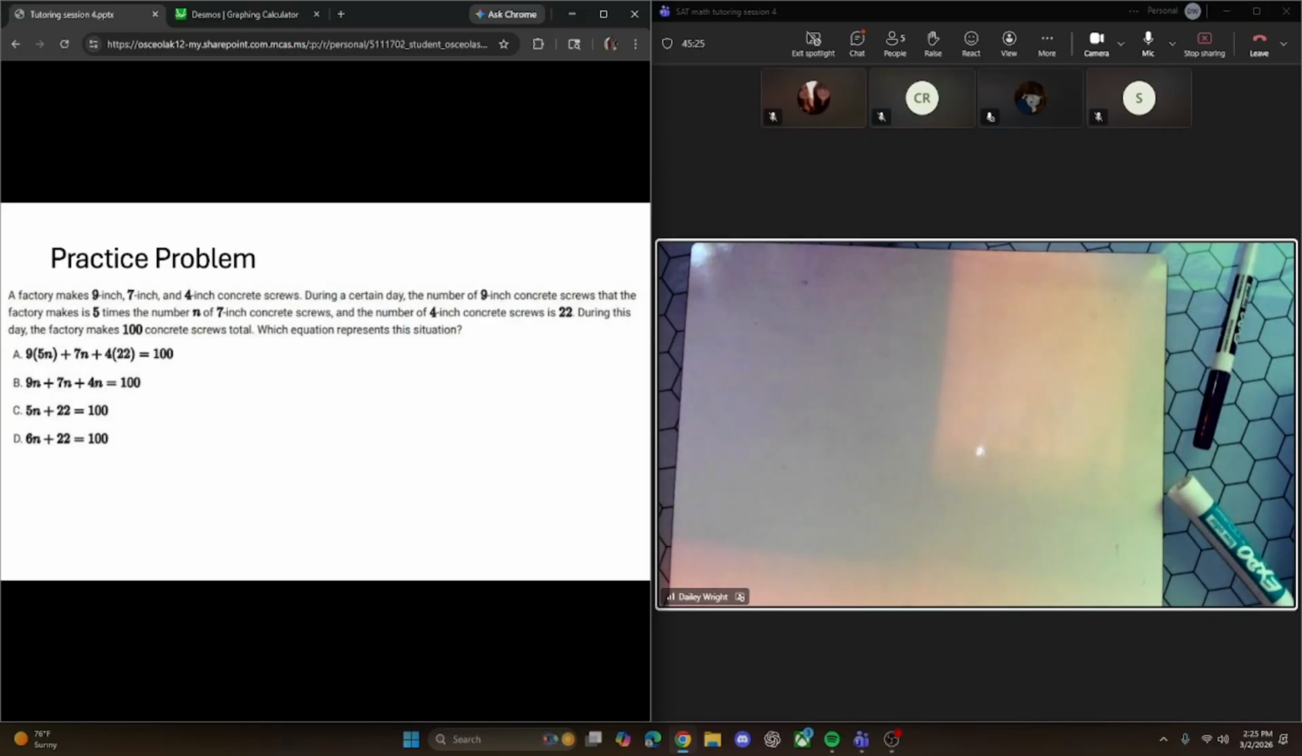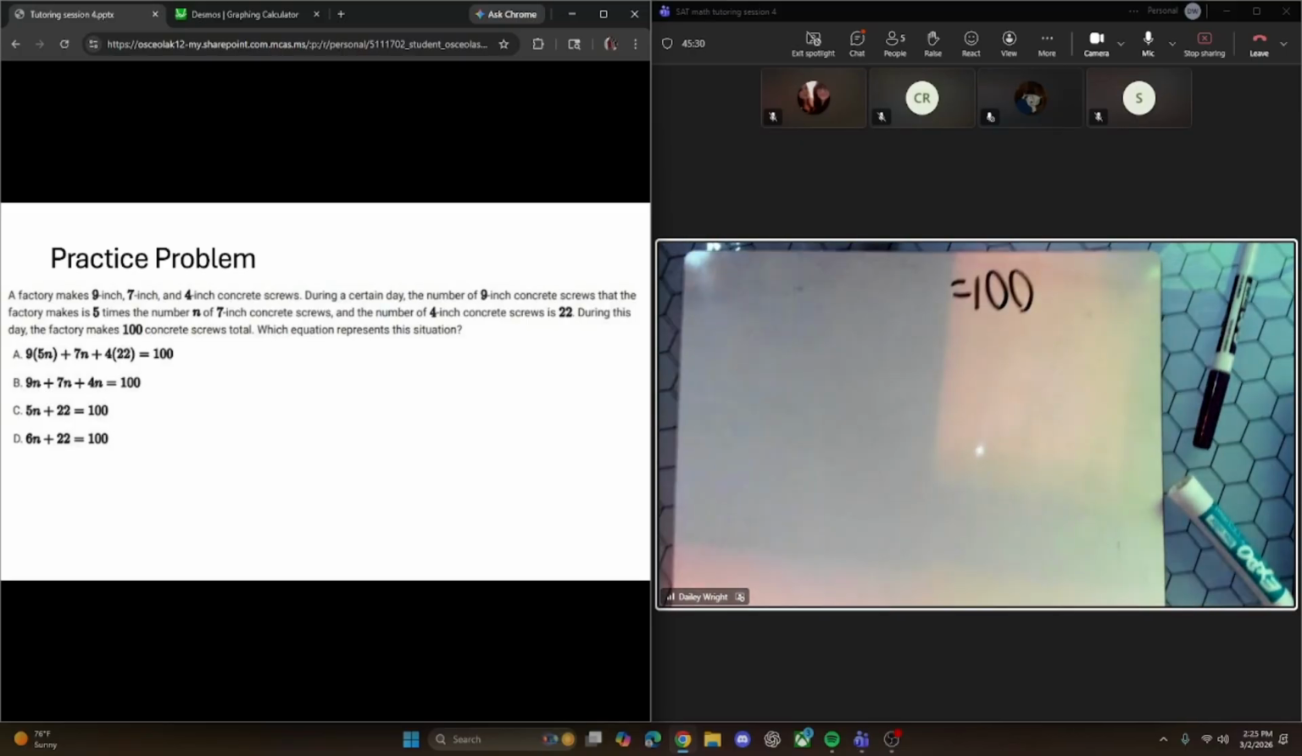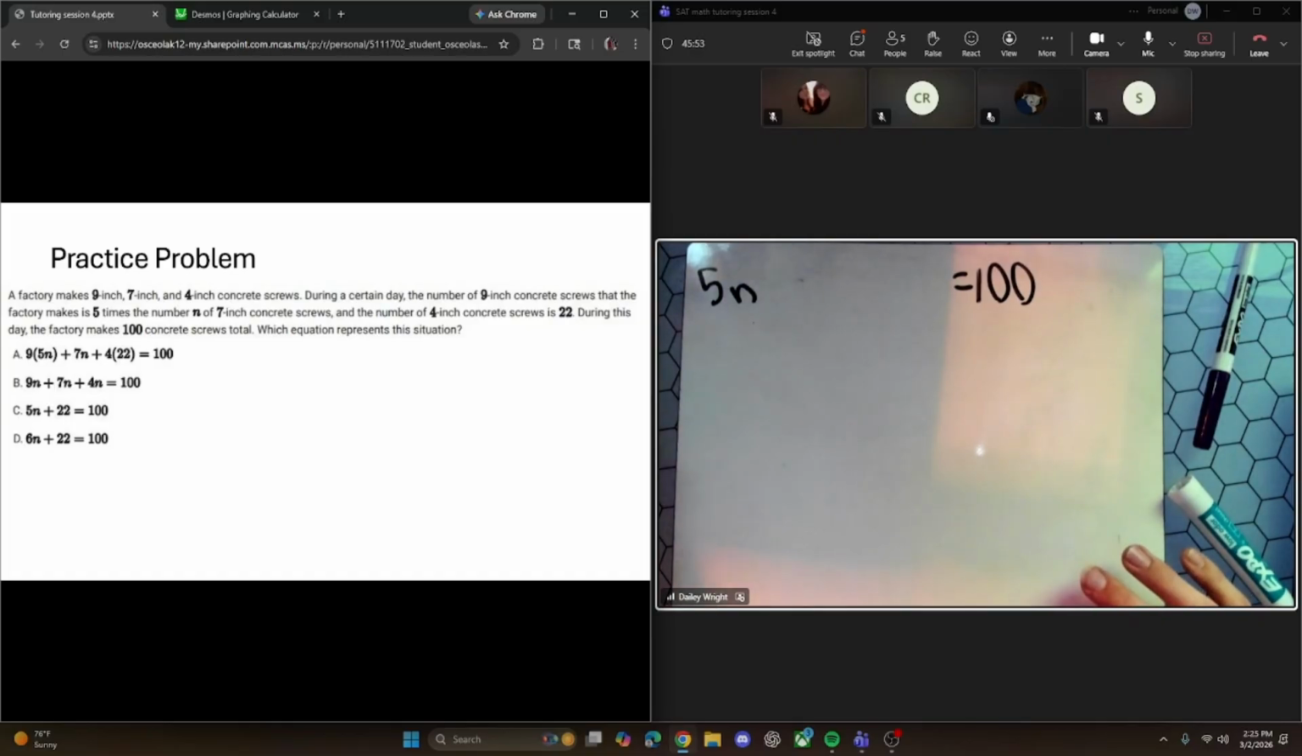Well, we see the 100 on the right side of that equation, and it's talking about the amount. So we can disregard the lengths again. Now we just need to figure out what each amount is. The number of 9-inch concrete screws that the factory makes is 5 times the number n of 7-inch concrete screws. So 9-inch concrete screws is 5n, and then that 7-inch concrete screw is n, and the number of 4-inch concrete screws is 22.